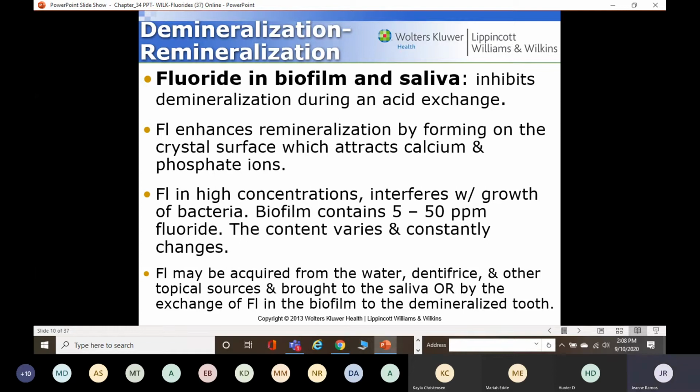So the fluoride may be acquired from water, from mouthwash or toothpaste or whatever, your dentifrice, and other topical sources, and brought to the saliva, or by the exchange of fluoride in the biofilm to the demineralized tooth. So if there's fluoride in your biofilm, it's still not good to have biofilm, but since fluoride is in the biofilm, then it can help the demineralized tooth as well.